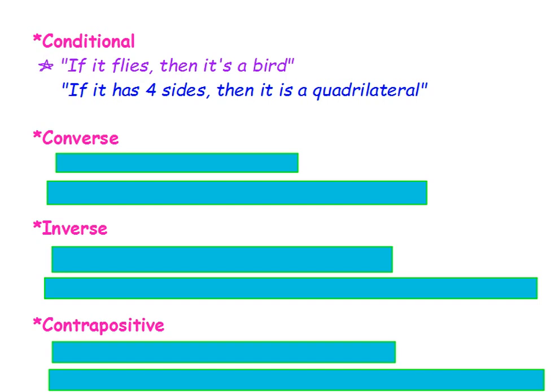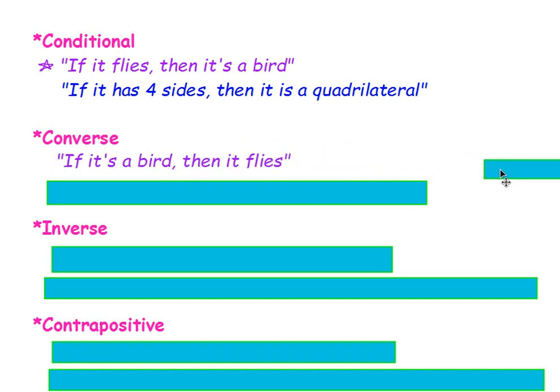Okay, if you can pause this, I want you to try to write the converse, either by looking at your notes or try to do that on your own. Write the converse of that statement. I'll go ahead and show you. The converse would switch P and Q and would become this. If it's a bird, then it flies.